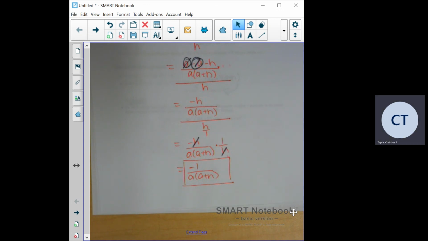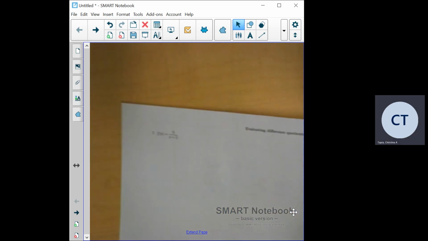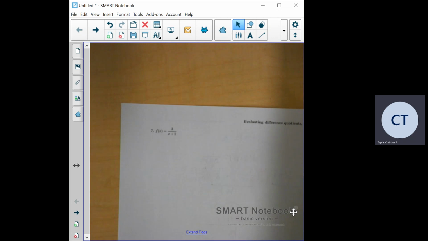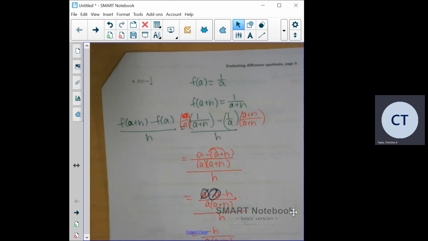Are there any last questions? All of the remaining questions in here are extra practice for you on your tests and quizzes. This question 7, it looks disgusting, and it's going to be, I'll tell you now, a similar process as to what we did here. You're going to have to find a common denominator.